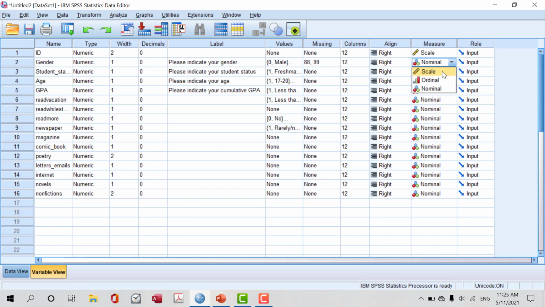So basically, don't get surprised, everyone, when you cannot find interval and ratio here under the sub command of measure. You have to realize that scale covers both interval and ratio already.